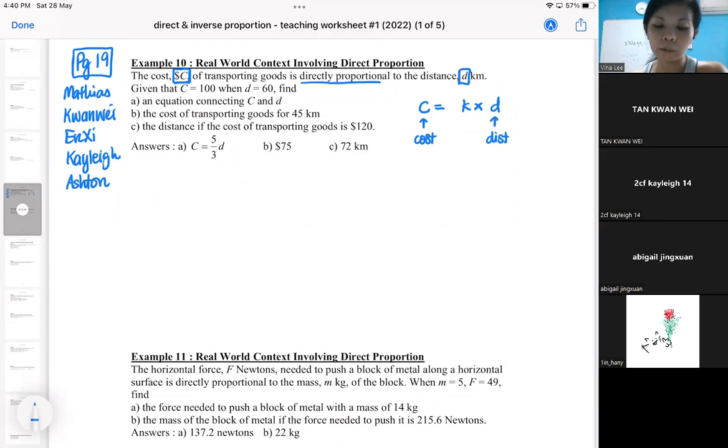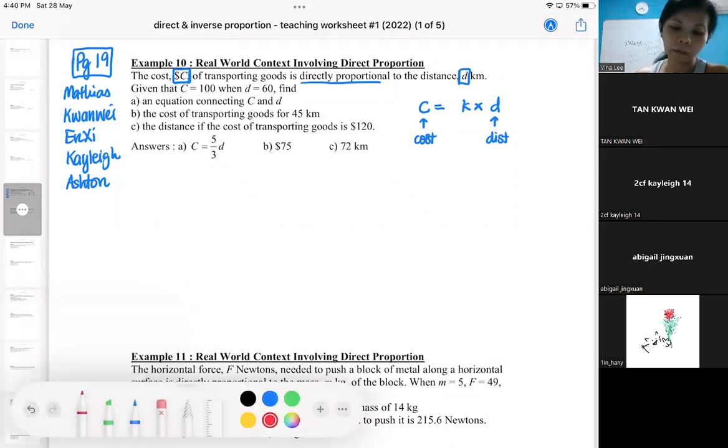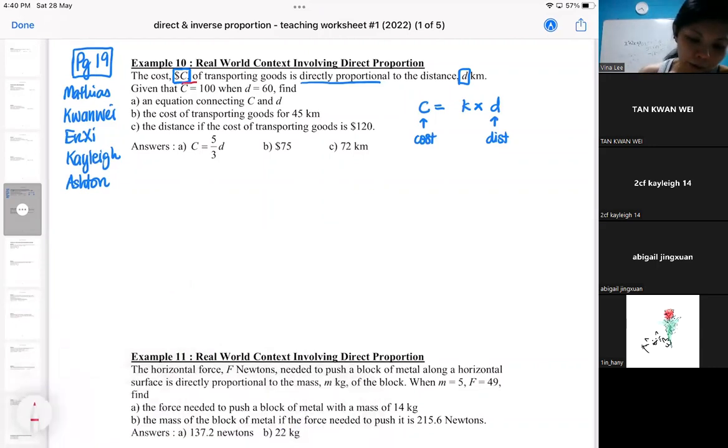And the algebra can be given in the question, or it might not be given. So whatever it is, they will still give you information to find K. So they will give you information to find the value of K. So just don't be confused by the amount of words.